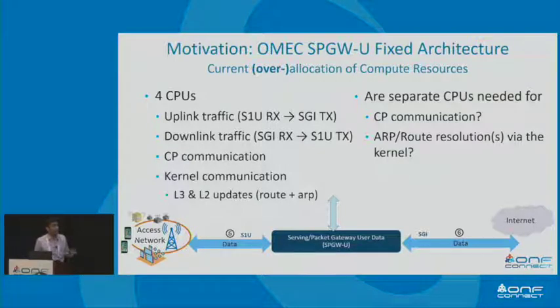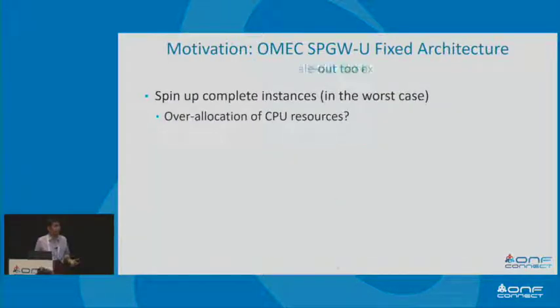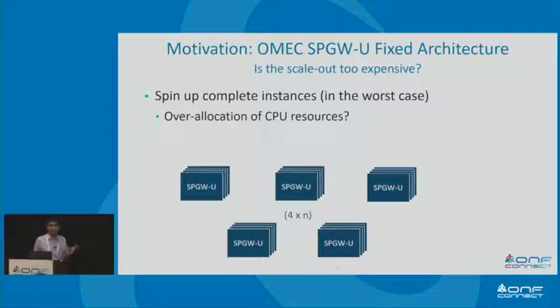So the question we're trying to ask is whether the current model is over-allocating in terms of compute resources. Do we need separate CPUs for these 2 functionalities? This can become an extremely critical question when we try to scale out this user plane into more and more instances. It means that we are investing 4 CPUs every time we install a separate instance of SP Gateway user plane. That's why this design looks too fixed to us, and we want to make it more flexible, as in reducing the number of cores dynamically at runtime.